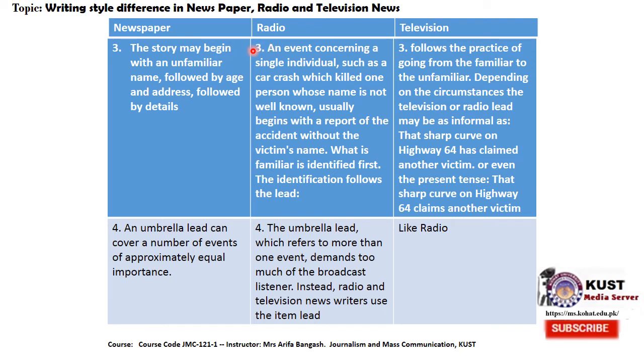In radio, an event concerning a single individual, such as a car crash which killed one person whose name is not well known, usually begins with the report of the accident without the victim's name. For example, a 34-year-old Lahore city man was killed when his car ran off the motorway near Salt Range. That is Nomi. Now come towards television, how television will explain this lead story.